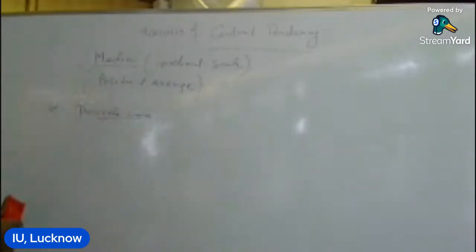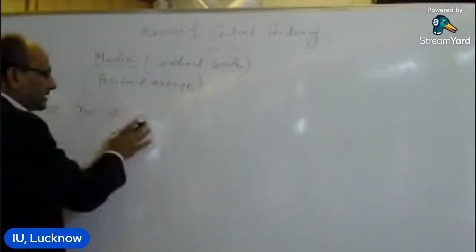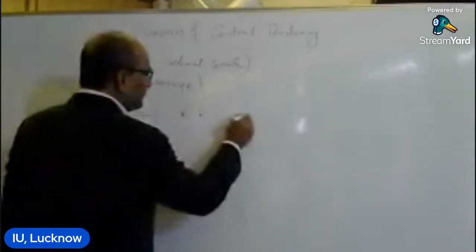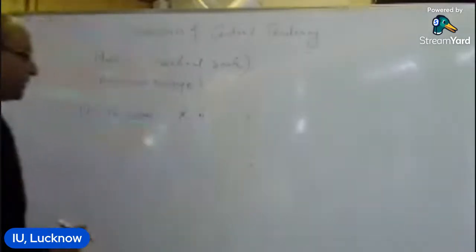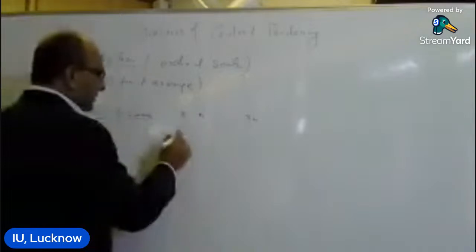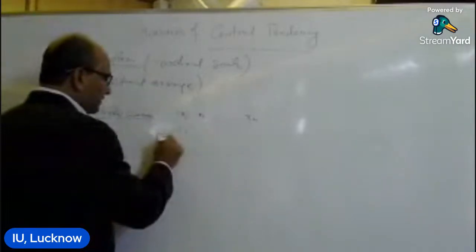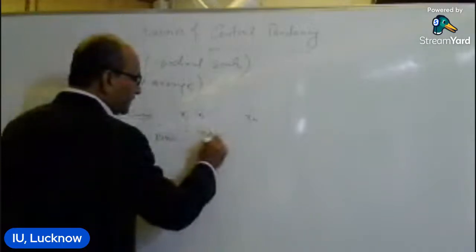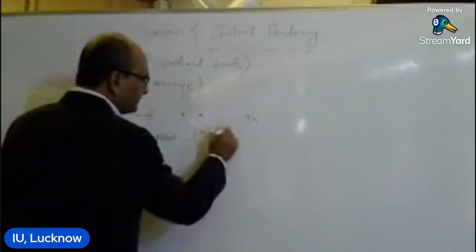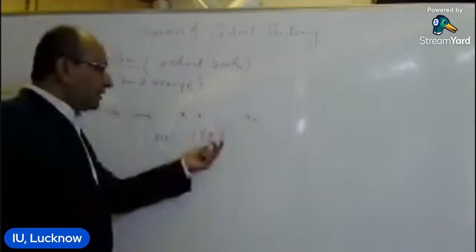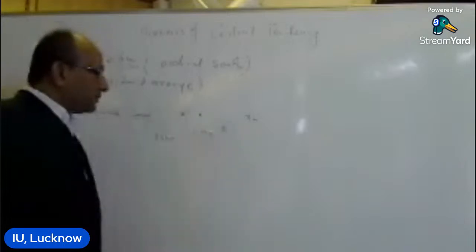So for the discrete case, suppose we have the observation like x1, x2, up to xn, n observations. Then find the mid value. First find the position, and position can be obtained using this formula: n plus 1 by 2. N is the total number of observations.